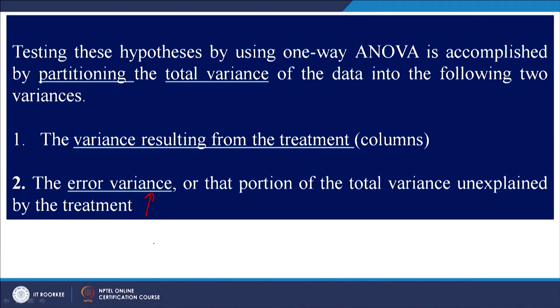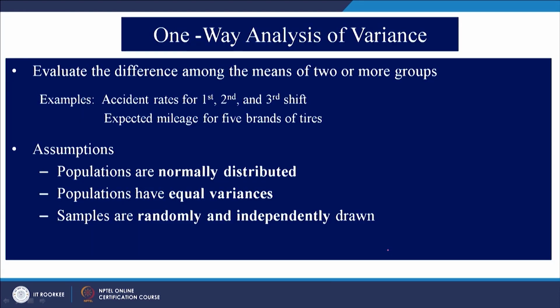It is called error variance and explained variance, right, or variance resulting from the independent variable or from the treatment. Error variance is that portion of the total variance which is unexplained. So, total variance is explained variance plus unexplained variance, is it not. So, we can evaluate the difference among means of two or more groups.